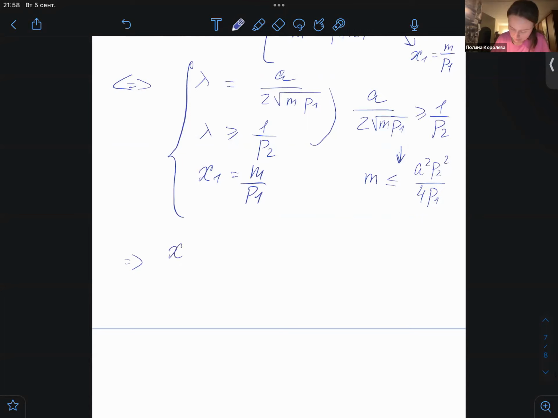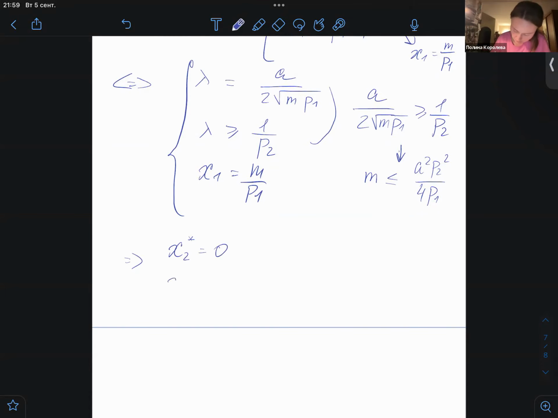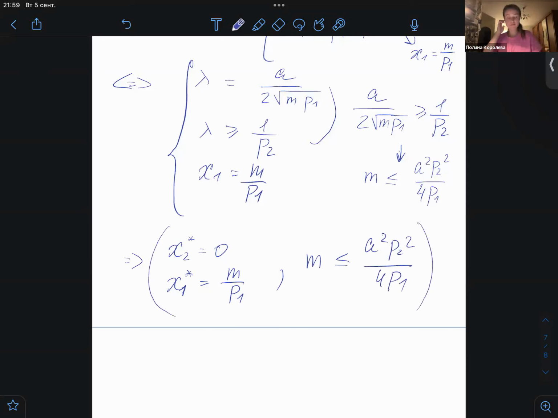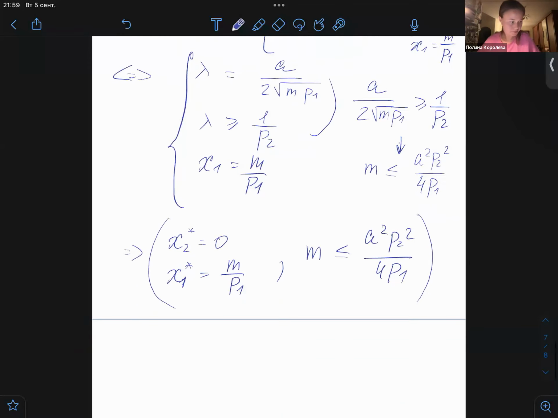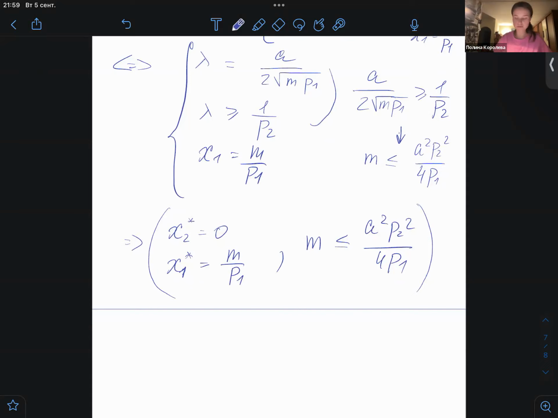It is optimal for us not to buy the second good, and to spend all our income on the first good, if our income is less or equal than a squared p2 squared over 4 p1. So this is the corner solution. Well, as we proved, we do not have the opposite corner solution. We will not consume with x1 equals 0, x2 equals 0. But what else? We should check the interior solution, why do we speak only about corner solutions. Okay, this is the fourth.